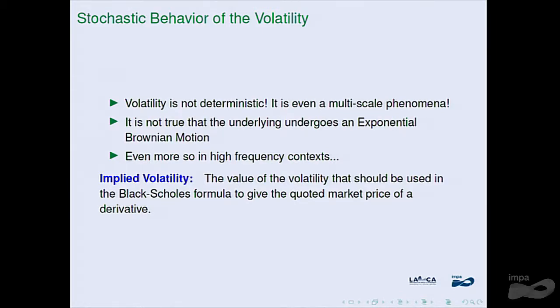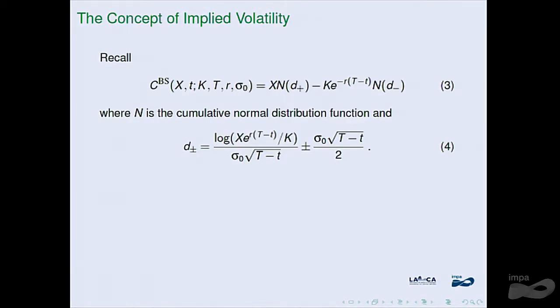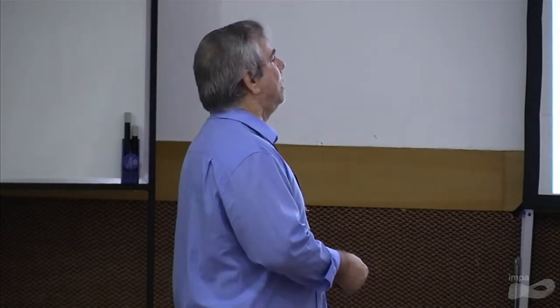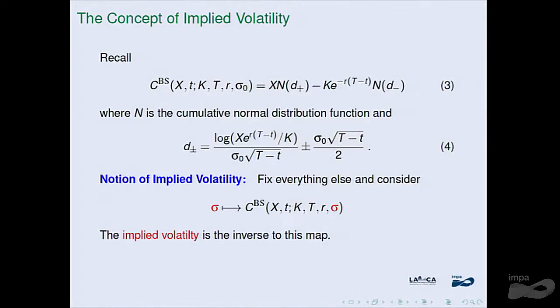And yet, the Black-Scholes formula allows us to define the concept of implied volatility, which is the value of the volatility that should be used in the Black-Scholes formula so that we get the quoted market price of the derivative. So you just look at that formula, you solve the inverse problem. You solve the direct problem here, of course, and now you want to solve the inverse problem, so you get the implied volatility for that price. It turns out that this is a monotone function, and it's one-to-one within the non-arbitrage bounds, so it's a very nice map.